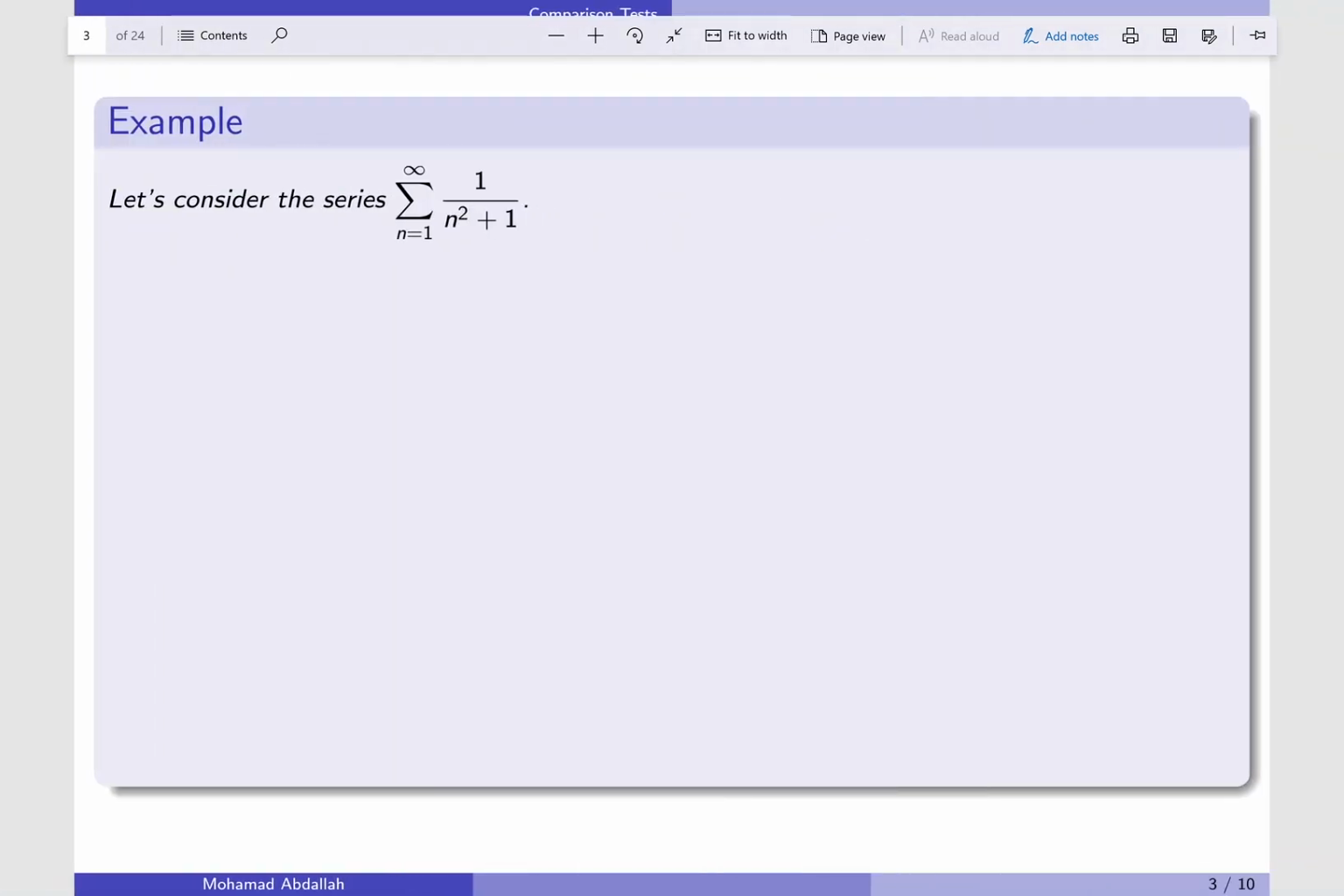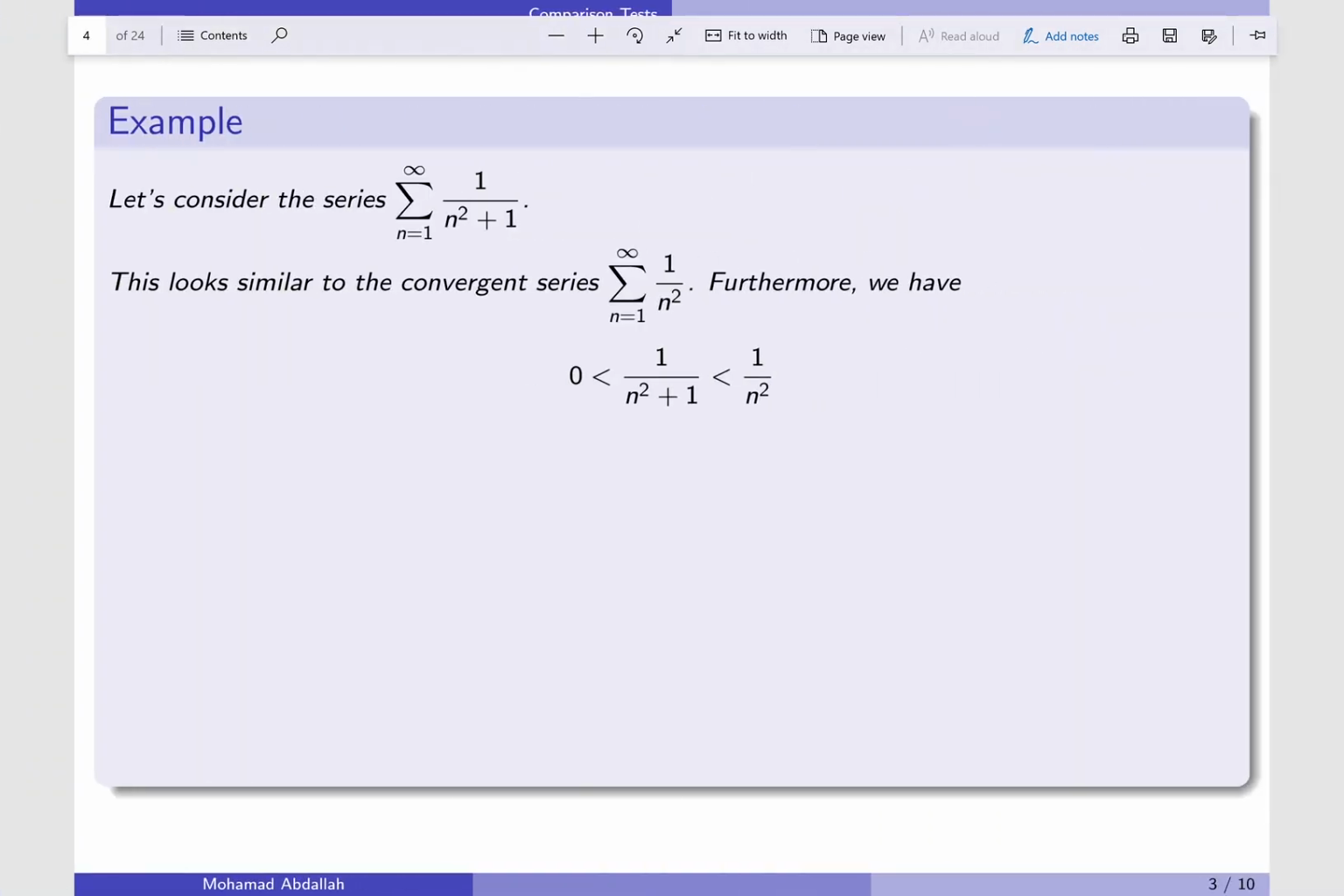So let's consider the following example first. I have the series sum from n equal 1 to infinity of 1 over n squared plus 1. Does it look like a familiar series? Well, you may see that it's not very far from the sum from n equal 1 to infinity of 1 over n squared. Moreover, there's something really nice that I know here, that 1 over n squared plus 1 is less than 1 over n squared, and both of them are positive.